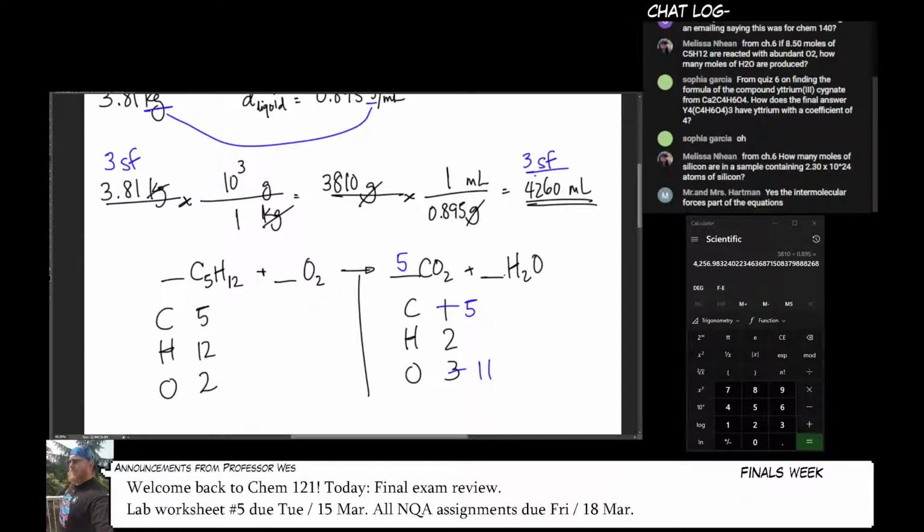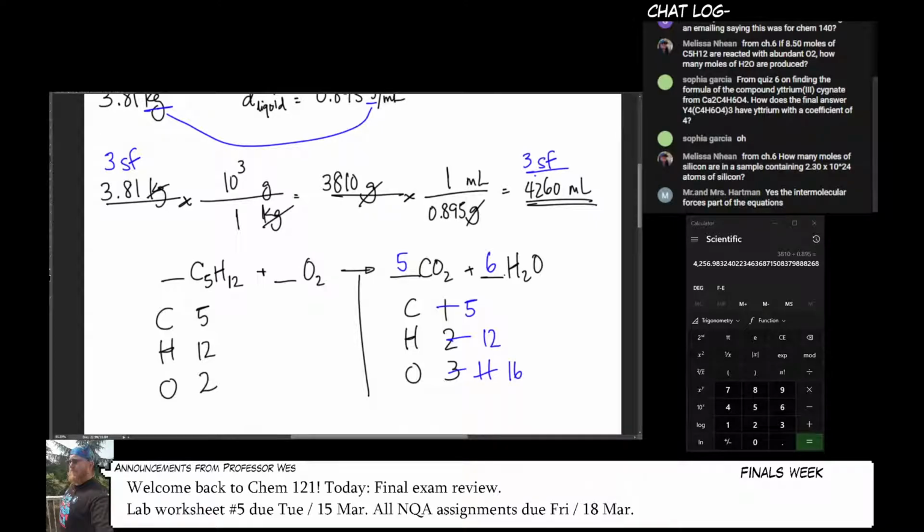Then for hydrogen, if I have 12 on the left and they come in pairs, that means I have to do something like this. So that would be 6 times 2 is 12 hydrogen. And then my oxygen would be 5 times 2 is 10, plus 6 times 1 is 16. So that's what that looks like now.